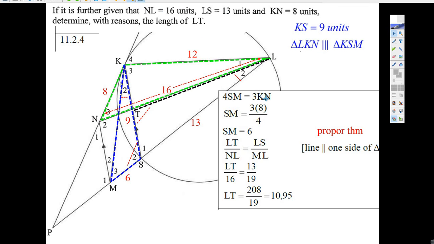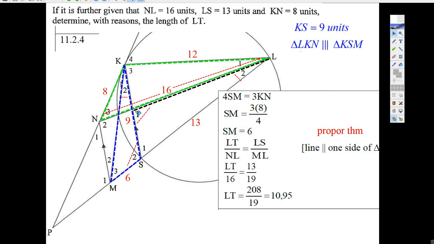So we actually know now KN is 8. So we can figure out what SM is. We know that SM equals 3 over 4 times KN, but KN is 8. Well then, SM must be 6 units. Now we know that SM is 6 units, this little piece down here. But hey, hang on a sec. Isn't that a parallel line cutting across the triangle LMN?